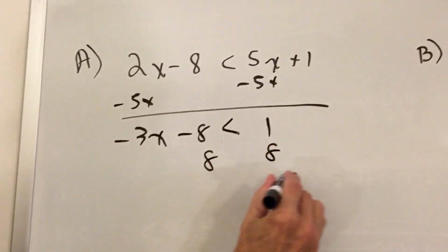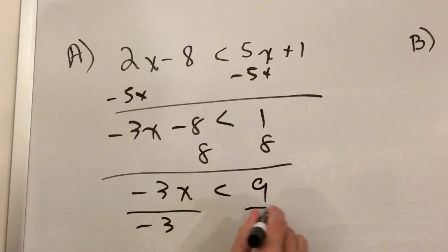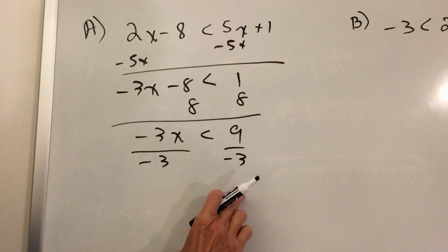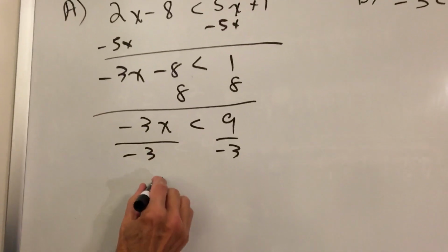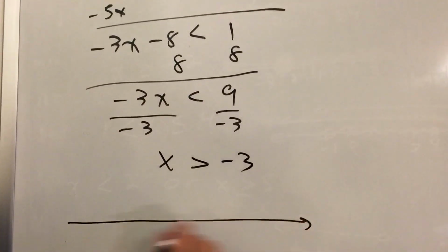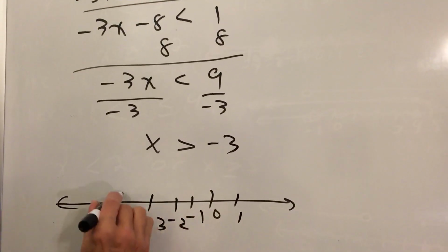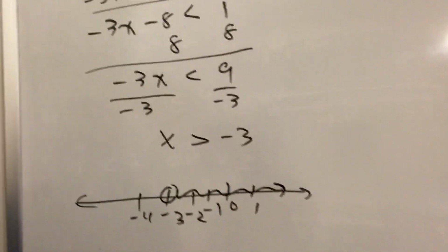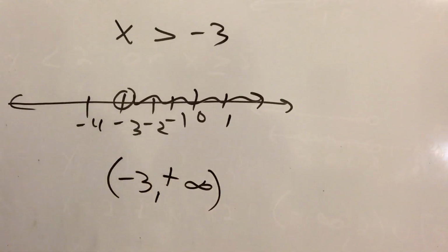Add 8, and divide by -3. Now the one thing different: when you divide or multiply an inequality by a negative, you switch the order. So this becomes x is greater than -3. We draw the graph. Circle on -3, greater than to the right. We do the interval notation, -3 to +3.